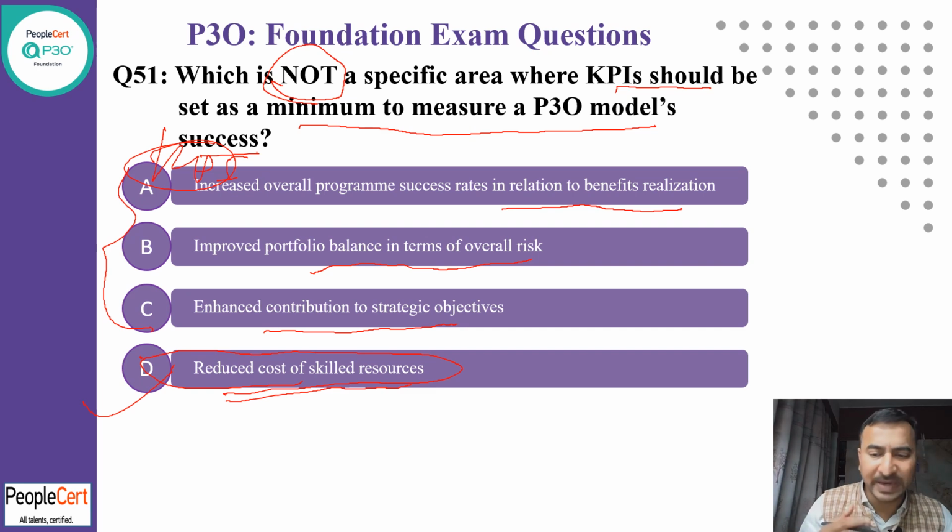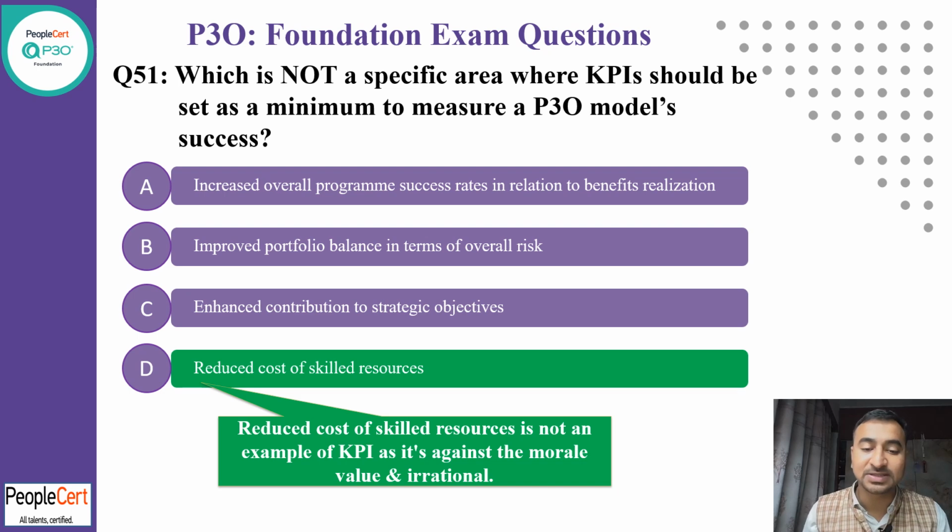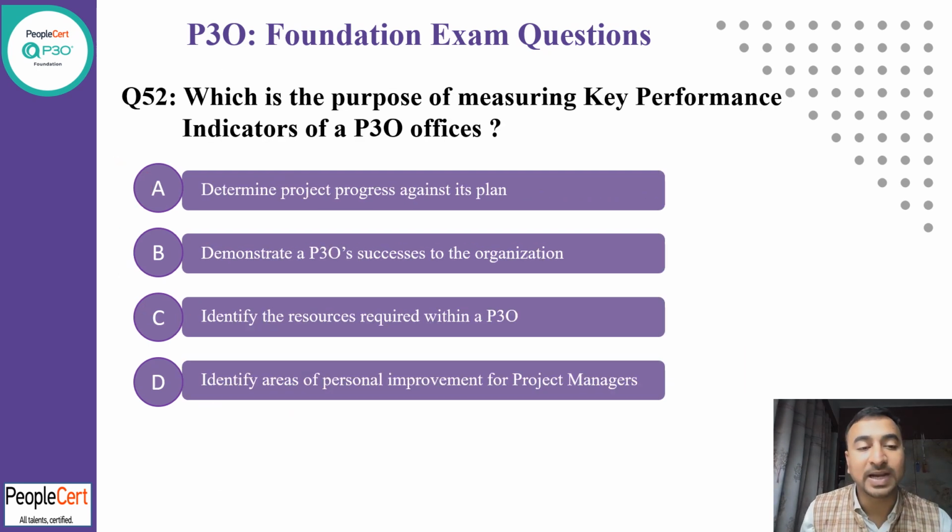Sometimes practically, in a situation, you can think to reduce the cost, but theoretically as well as morally you cannot do that. So that is the correct answer. Reduce the skilled resources is not an example of KPI, it's against the moral value and irrational compared to all other three options. Okay, let's move to the next question, question number 52, which is the purpose of measuring the KPIs, or key performance indicators, of the P3O offices.